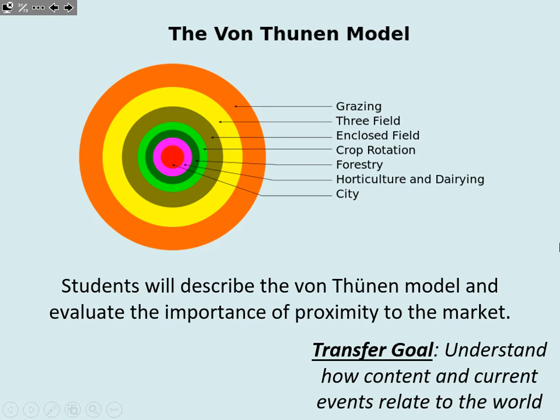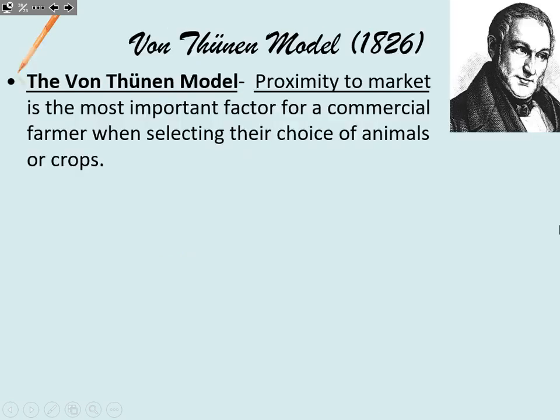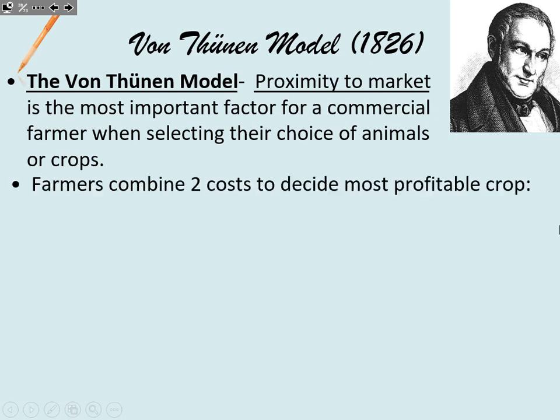So today what we're going to be doing is trying to describe that von Thunen model and then explain the significance and importance of how close a commercial farmer is to the market, with the transfer goal of understanding how all this relates to your world. So let's kick it off first with evaluating the importance of access to markets.